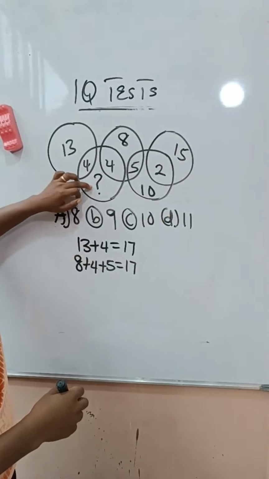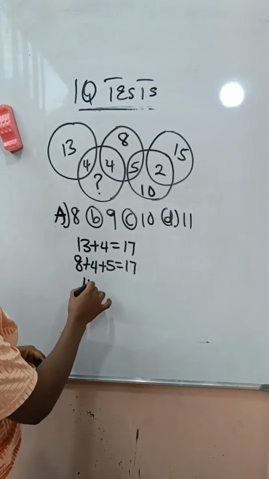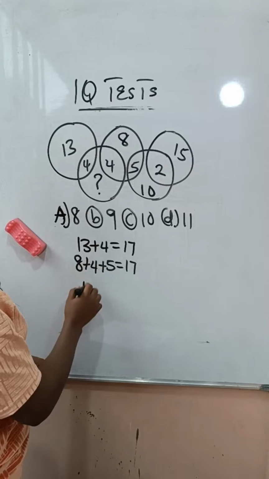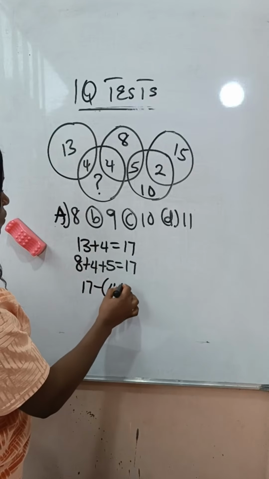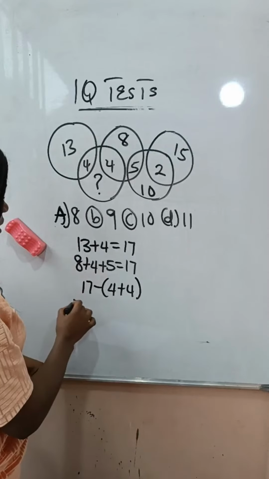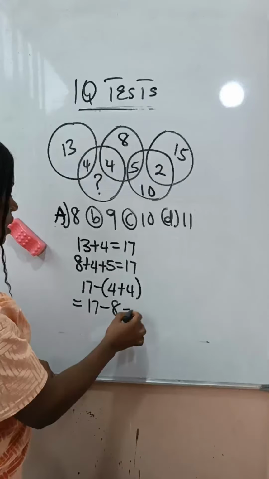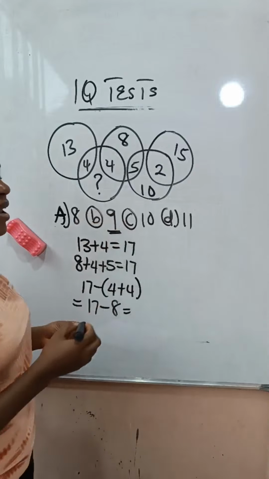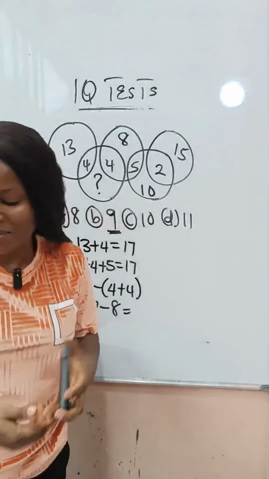So you will see that what we need here is 17 minus 4 plus 4, which is the same thing as 17 minus 8, and this will give us 9. And that is why 9 is the correct option.